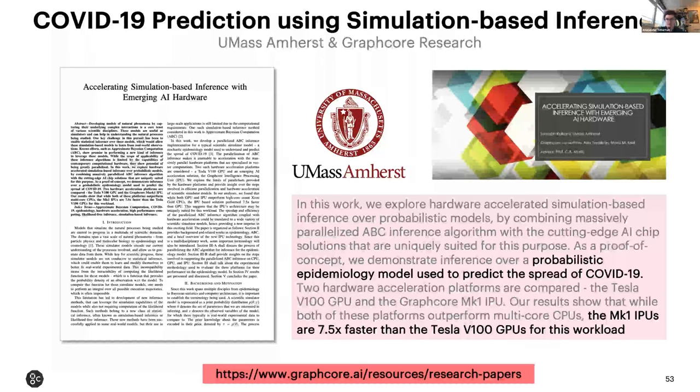I should note, by the way, all of these papers and resources are available on our website as well. The link's down there at the bottom, and you can find all these papers on there.